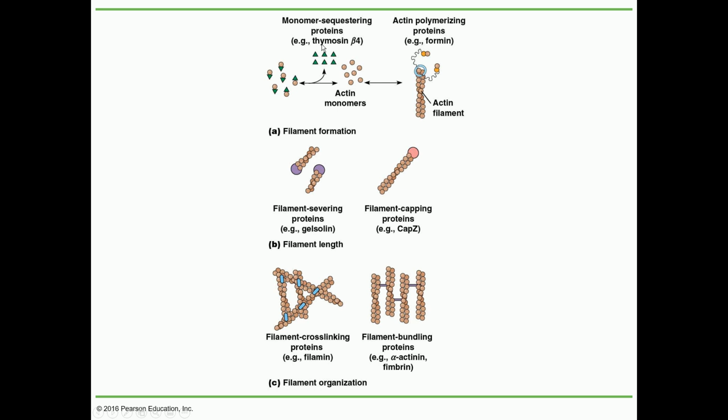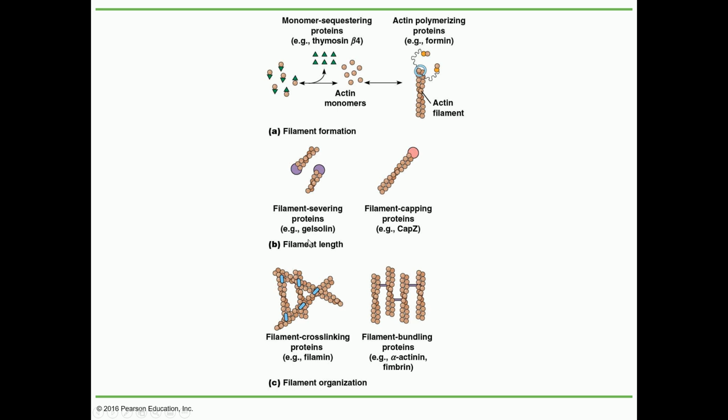And here is a protein called thymosin, and this is a monomer sequestering protein. So you can see all these are the actin monomers, and proteins like thymosin basically bind to them and sequester them. And this is an actin polymerizing protein called formin. It helps in the actin polymerization.